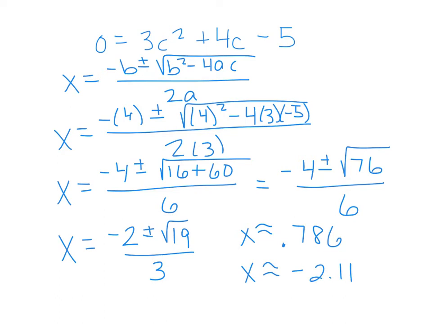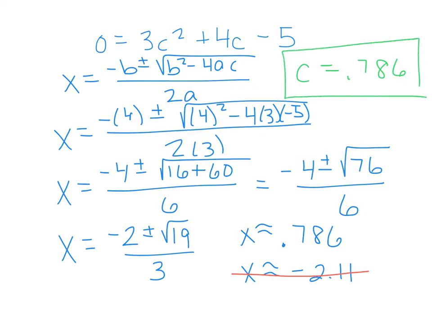Now we had to be in the interval negative 1 to 2, so that's why I'm not including this. So my c value is equal to that 0.786. So we found a value within our closed interval that holds for the mean value theorem.